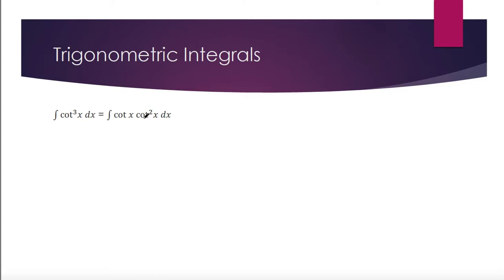Next thing you want to do, you want to express this square of cotangent as cosecant square x minus 1. Right? Because this comes from the identity that you should recognize: cotangent squared is equal to cosecant squared minus 1.